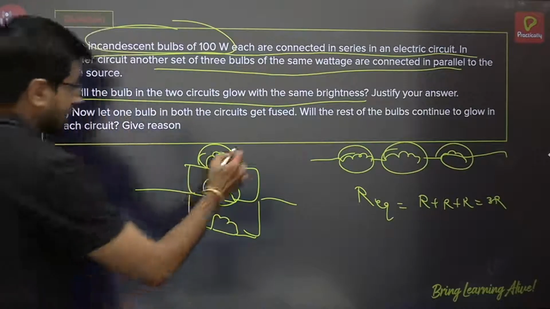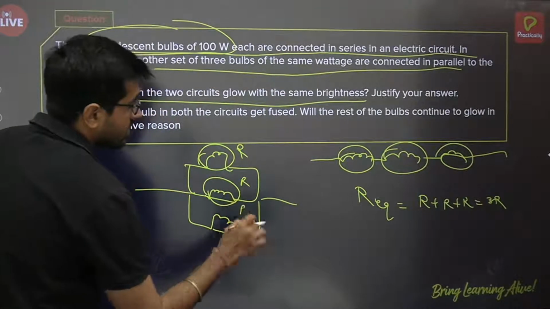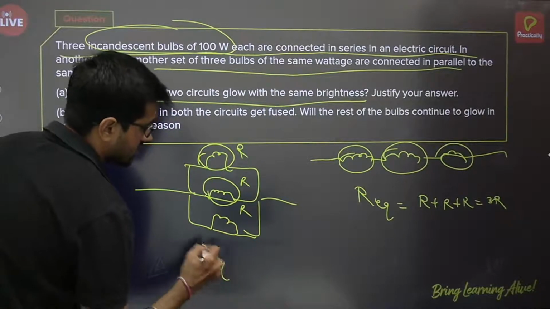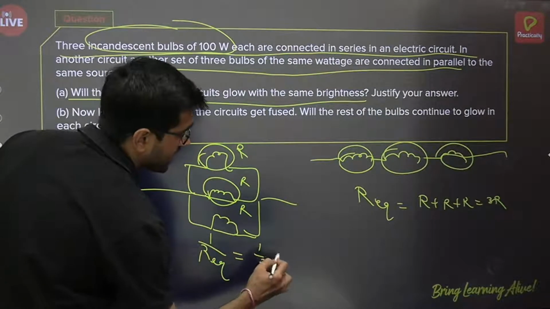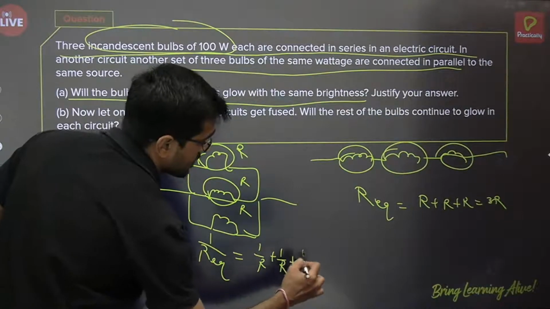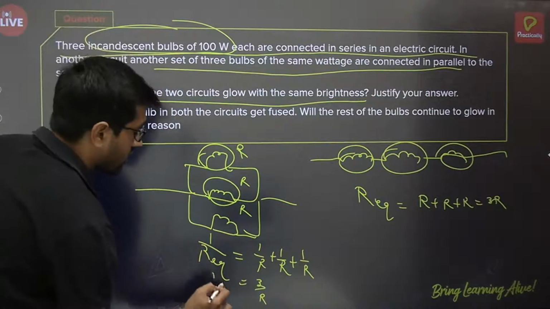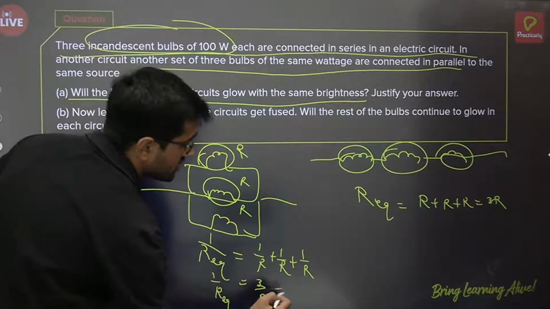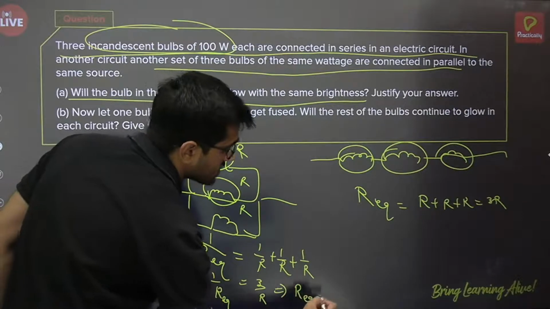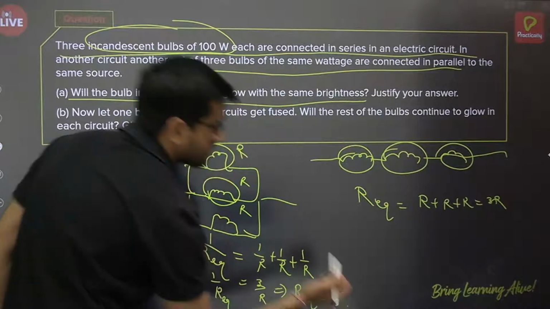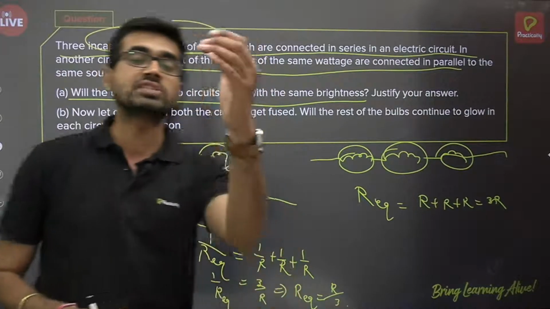Now, when they are connected in parallel, the net resistance has to be calculated this way. This simply means it will become 3 by R, but it is 1 by Req. So in this case, the net resistance is R by 3. So the net resistance has reduced by 3.